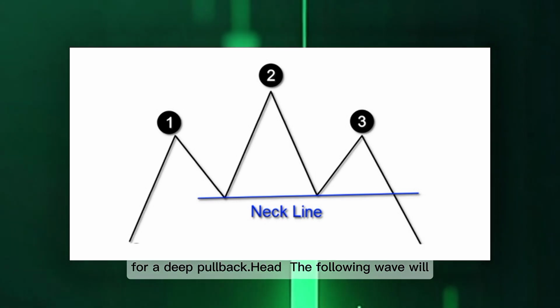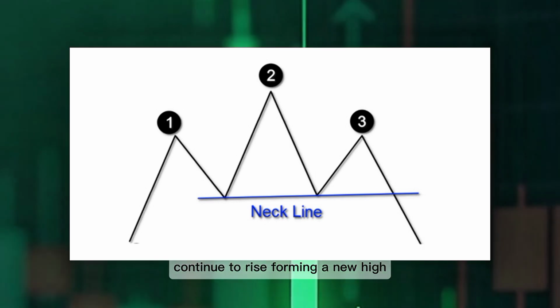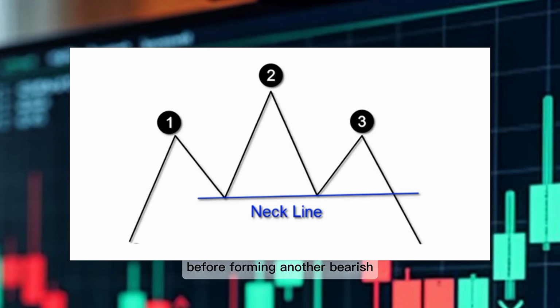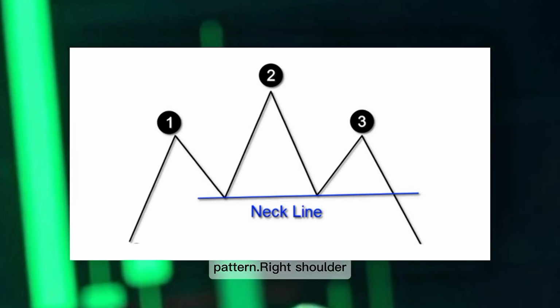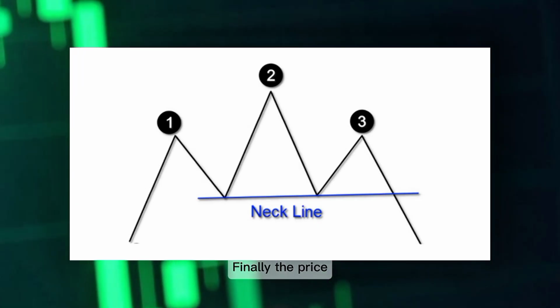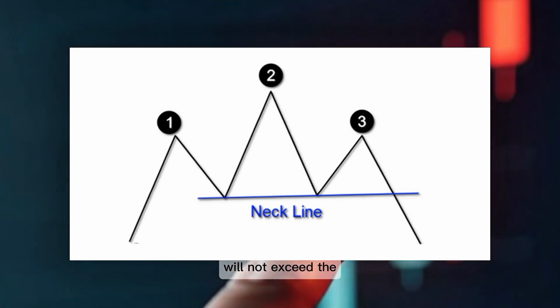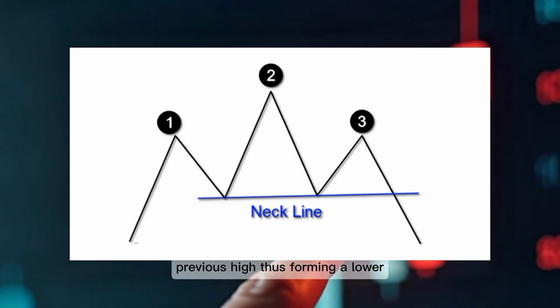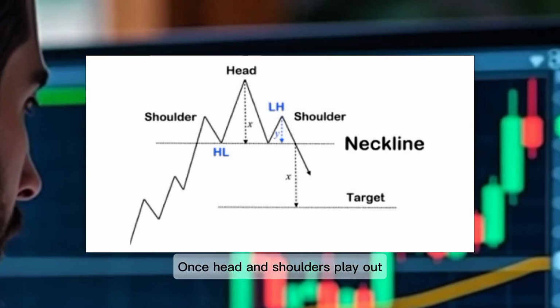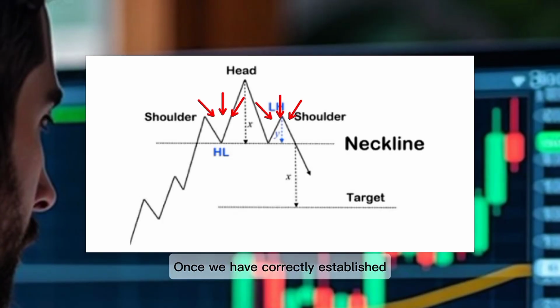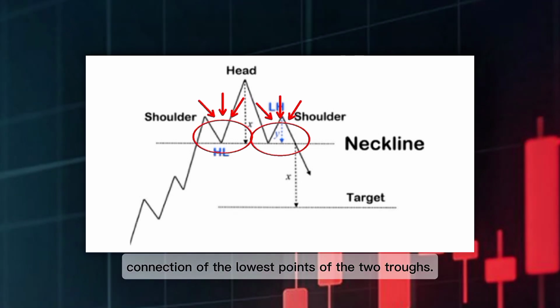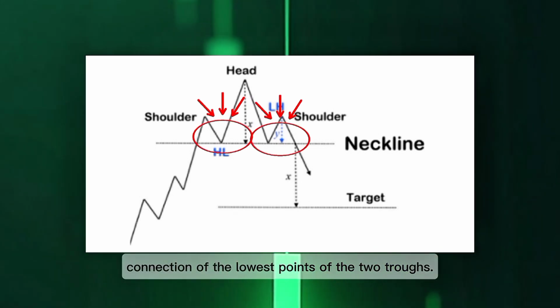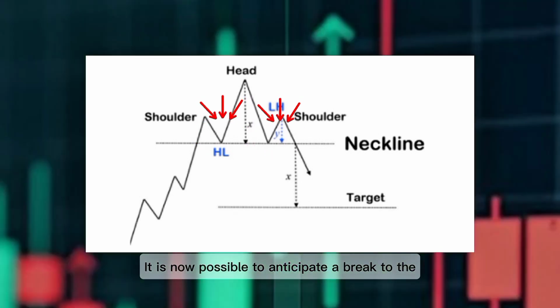Head. The following wave will continue to rise, forming a new high before forming another bearish reversal, leading the price slightly lower once again. This peak is the highest point in the pattern. Right shoulder. Finally, the price will rise again, but this time it will not exceed the previous high, thus forming a lower high from the head. Once we have correctly established the head and shoulders pattern, a neckline is drawn by the connection of the lowest points of the two troughs. It is now possible to anticipate a break to the downside.